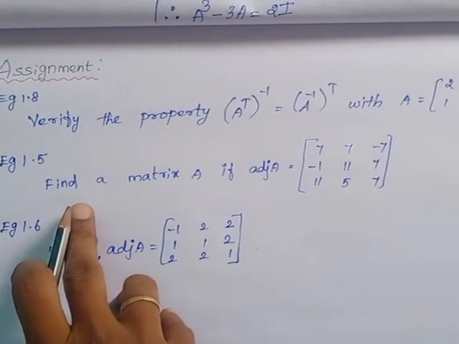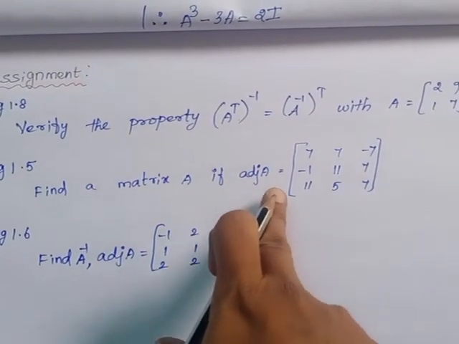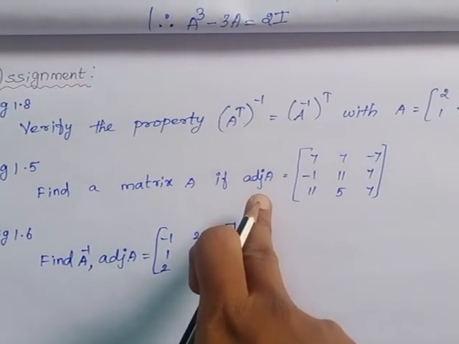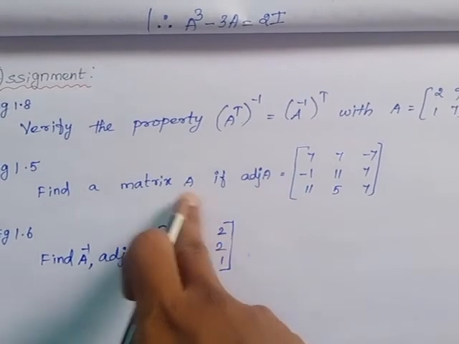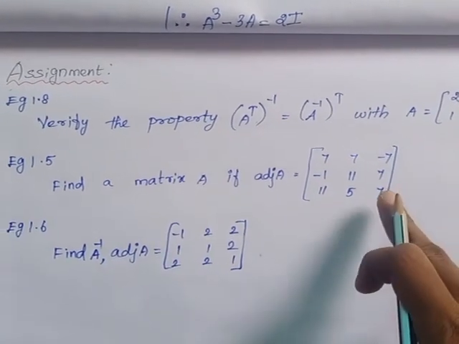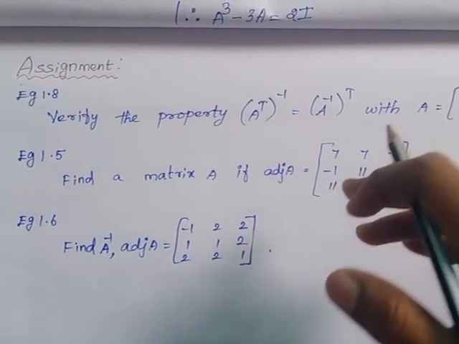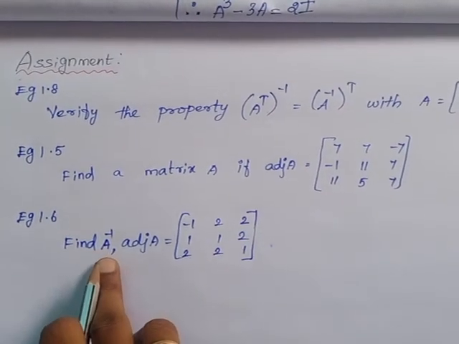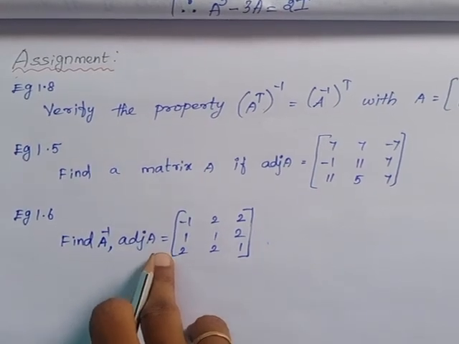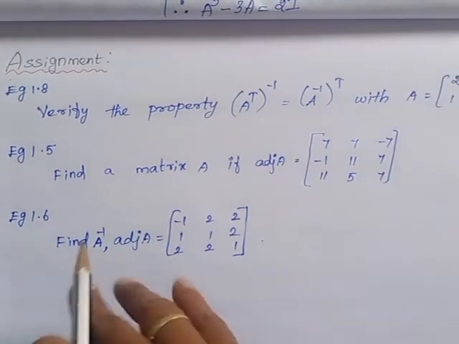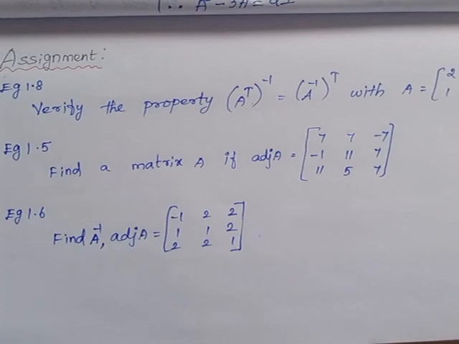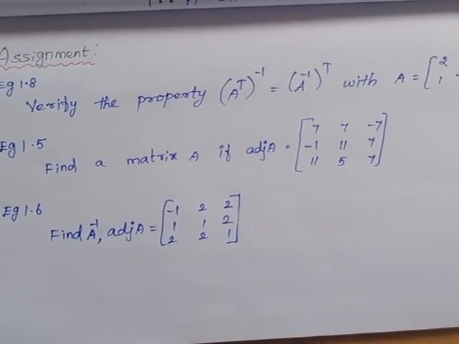And the second problem is to find the matrix A if adjoint A is given. We know the formula for the matrix A, so just look at the model from the previous section. Next, find A inverse into adjoint A. These are the three problems for the assignment. You must do it. Thank you, students.